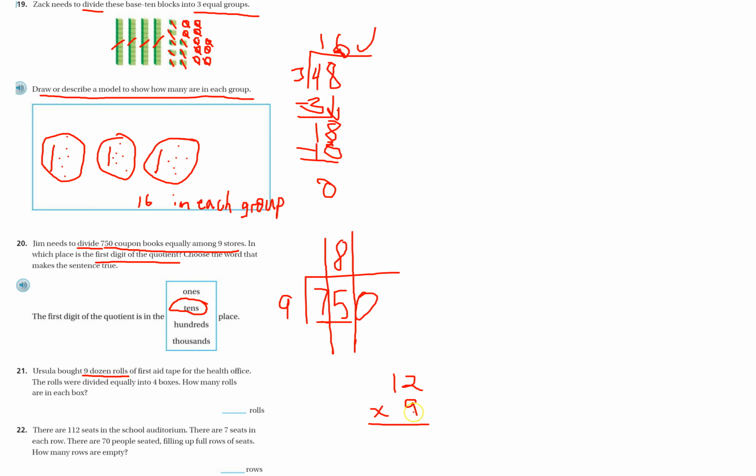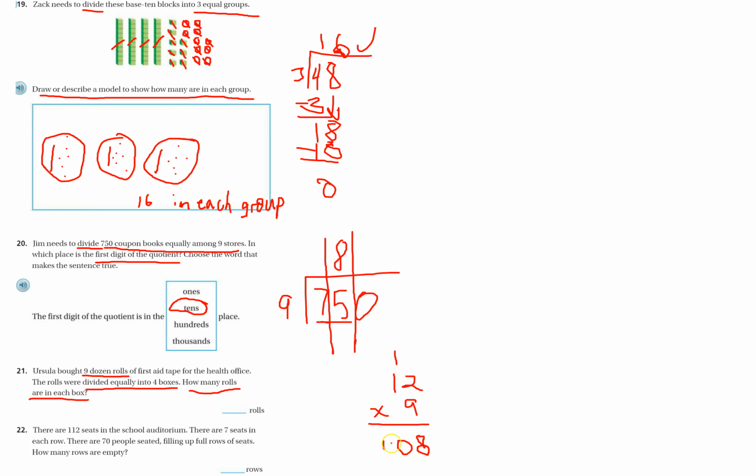Okay. So 9 times 2 is 18. That's an 8. Carrying my 1, 9 times 1 is 9, plus 1 is 10. So that's 108 total rolls of first aid tape for the health office. The rolls were divided equally into 4 boxes. How many rolls in each box?